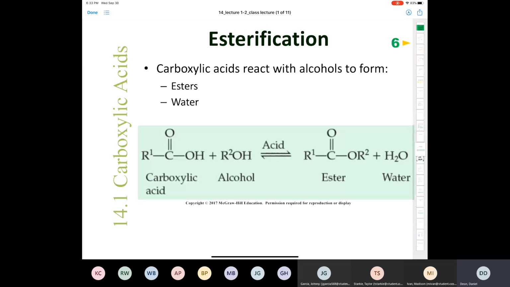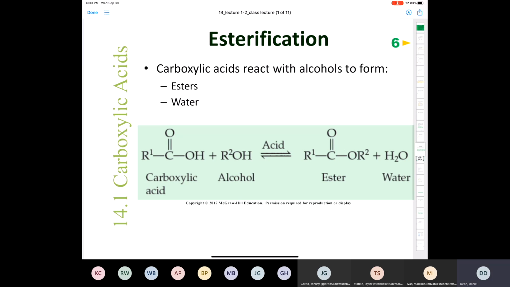Okay, so we're going to start the second half of this lecture by talking about esterification. And esterification is a really important reaction. I can promise you that it's going to come up on the next exam, probably in more than one question. And it always comes up on the final exam and usually in more than one question. It's such an important reaction in organic chemistry.